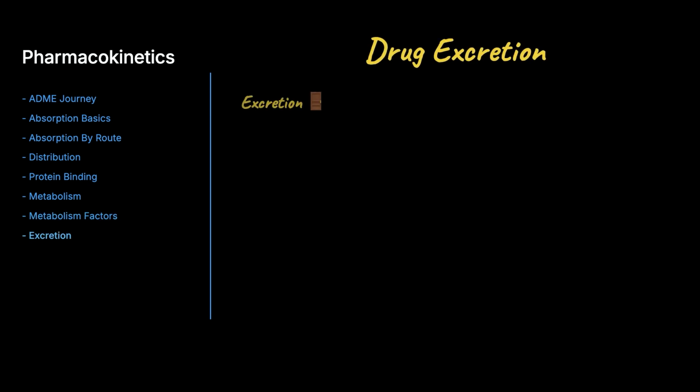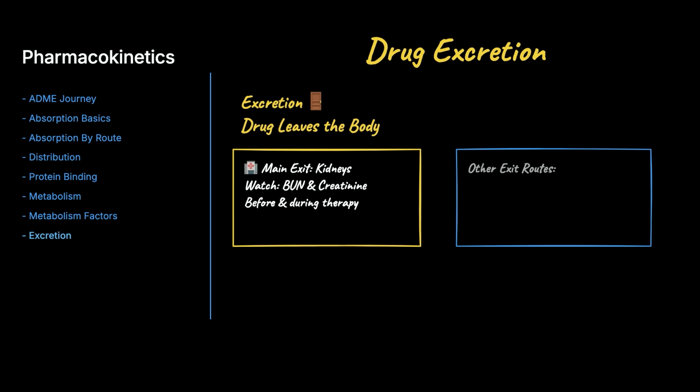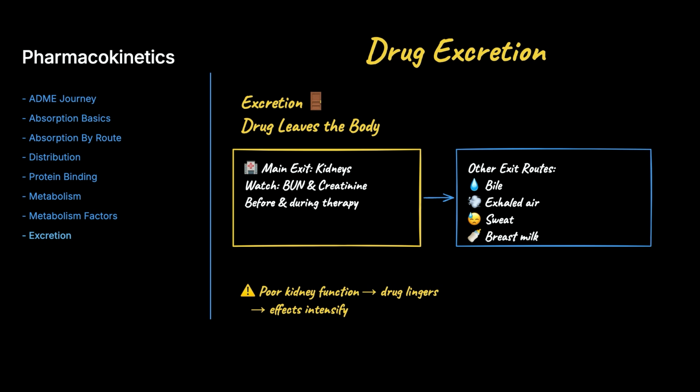The fourth and final stop is excretion, where the drug leaves the body. The kidneys are the main exit door, which is why we watch lab values like blood urea nitrogen and creatinine before and during therapy. When the kidneys are not working well, drugs linger and effects intensify. Drugs also leave through bile, exhaled air, sweat, and breast milk.